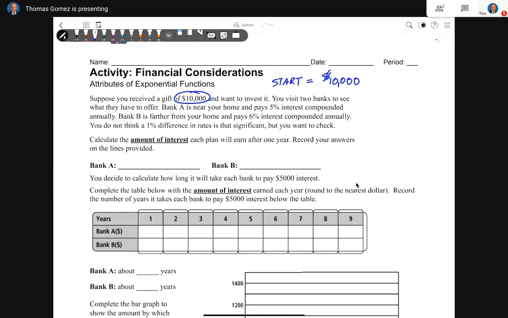Okay, so it says you visit two banks and you want to see what they have to offer. Bank A, let's go ahead and do this in green. Bank A is near your home and pays 5% interest compounded annually. And then let's use a different color, purple, for Bank B. Bank B is further away from your home and pays 6% interest compounded annually. Then it says, you do not think a 1% difference in rates is that significant, but you want to check.